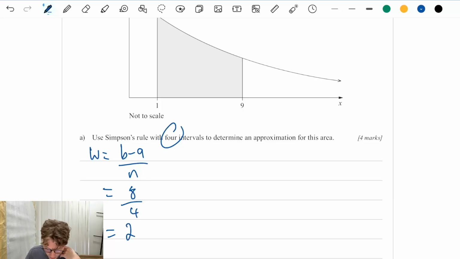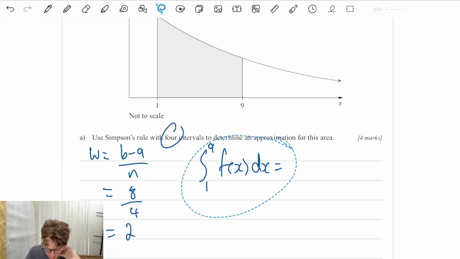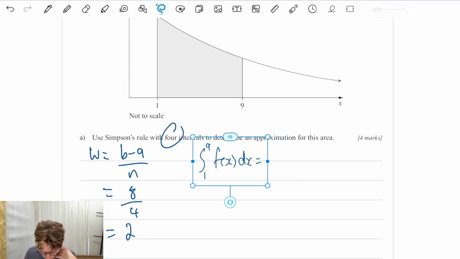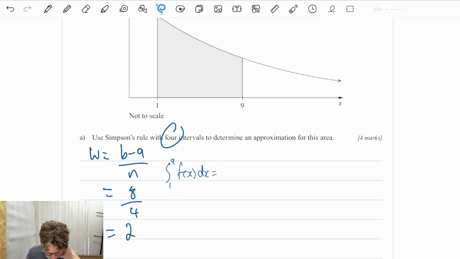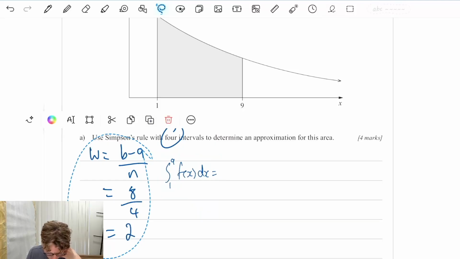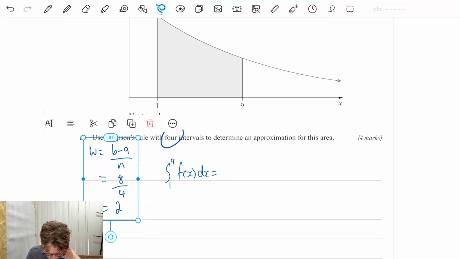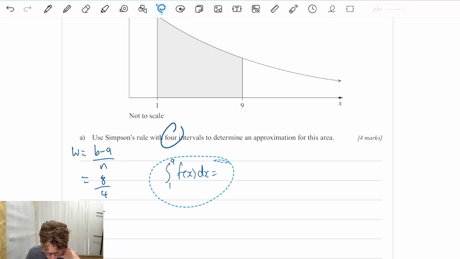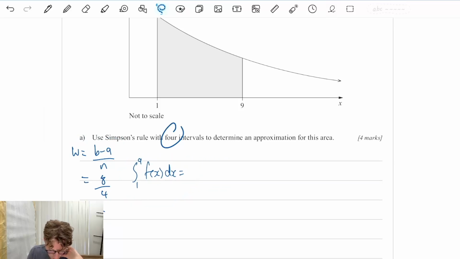So if I want to use Simpson's rule, I'm basically saying I want to find an approximation for the integral between 1 and 9 of my function with respect to x, which is equal to, and I realize these things take up a lot of space, I'm going to quickly resize this and make it a little bit smaller, so I can bring this function across and fit in the whole thing.